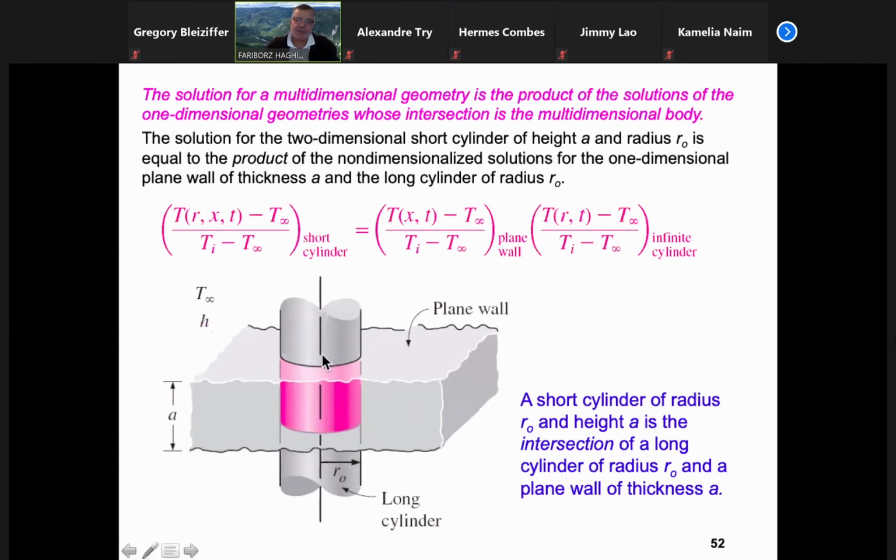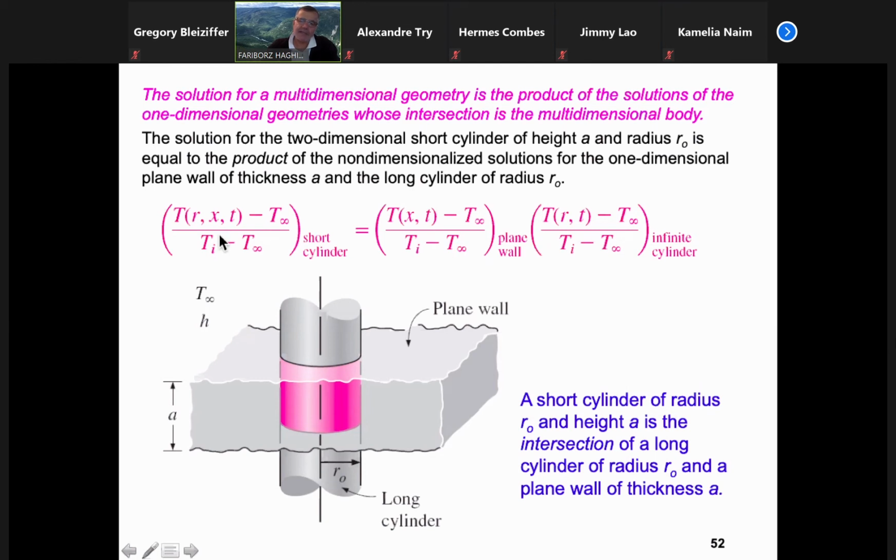We can assume this small cylinder, the red one, is the product of the long cylinder and a long wall. This represents the plane wall here is long, and this one represents the cylinder. Therefore, the solution to this problem is the product of finding the solution for the plane wall and the infinite cylinder and multiplying them together to find it for the short cylinder.